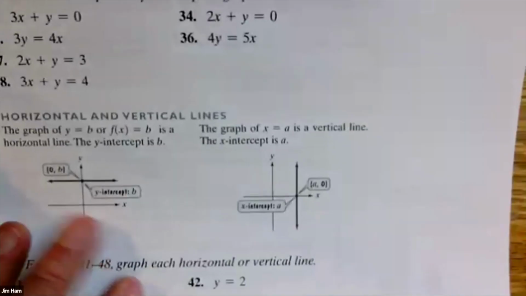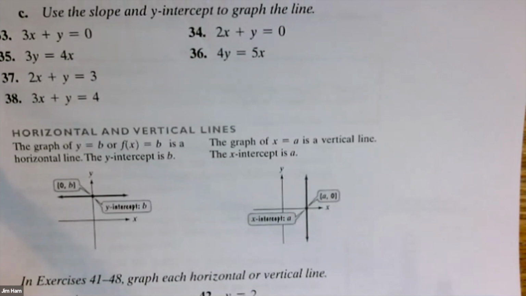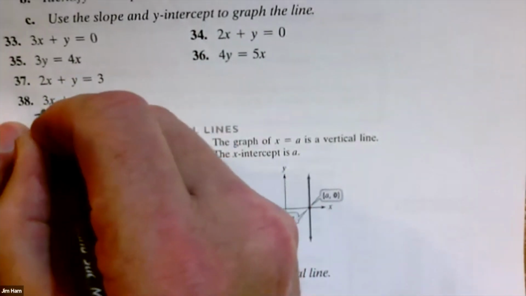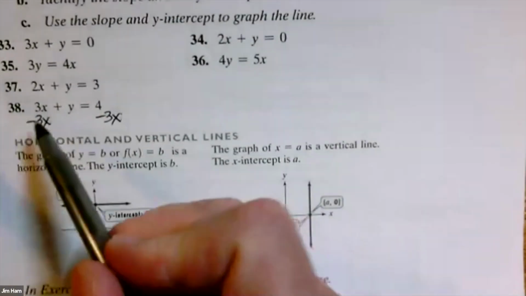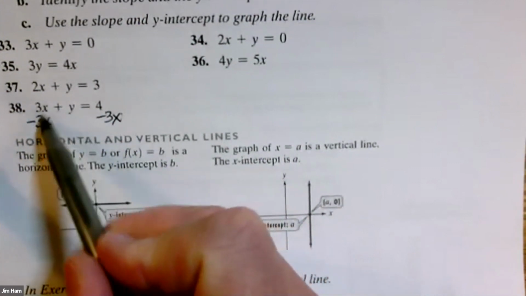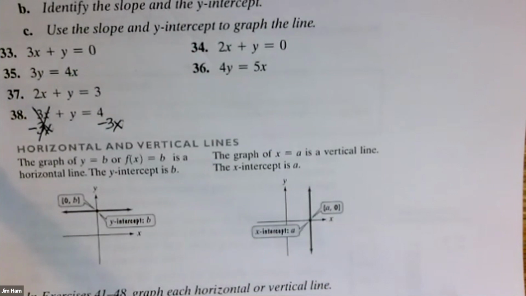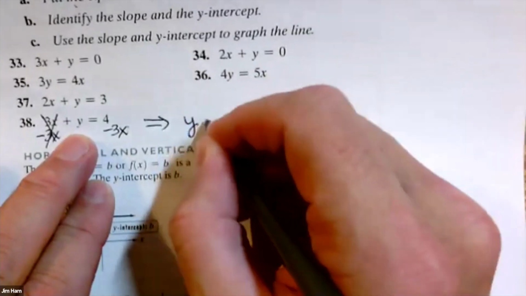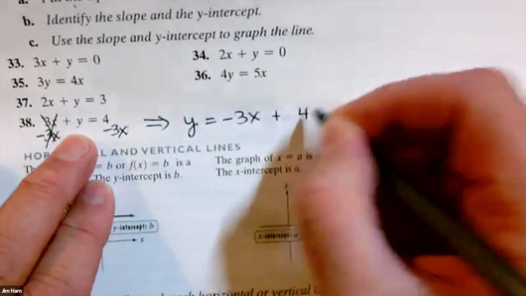So let's take a look at problems like this, like number 38. It's not in y equals mx plus b form right now, but what we can do is apply a little bit of algebra to this equation. To get the 3x off the left-hand side of the equation, we can subtract 3x so that the 3x is erased on the left. But whatever we do to the left, we have to do to the right. So y equals negative 3x and then plus 4.